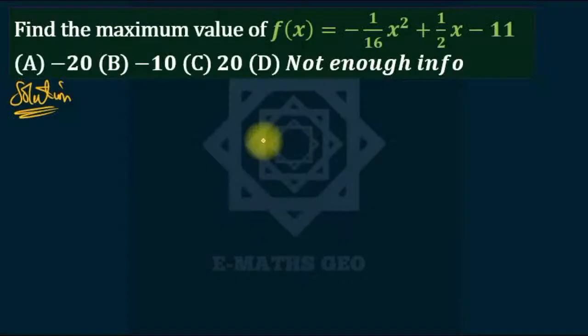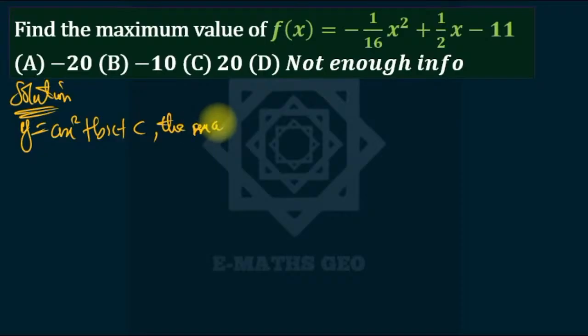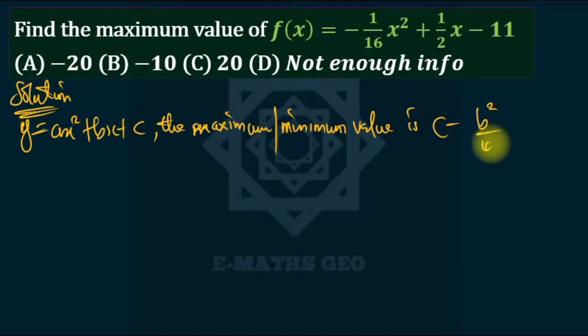So let's find the maximum value of this. For every given quadratic function, that is y equals ax squared plus bx plus c, the maximum or the minimum value is c minus b squared over 4a. So that's the formula if you are given y equals ax squared plus bx plus c, the maximum value is c minus b squared over 4a.